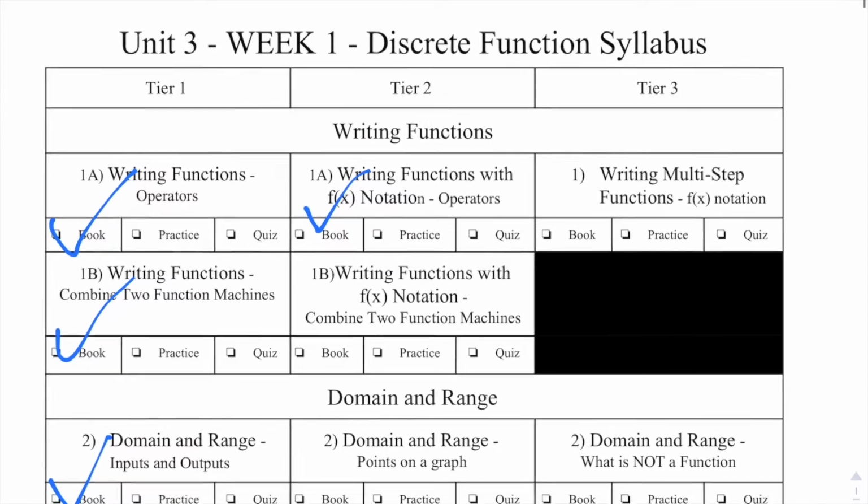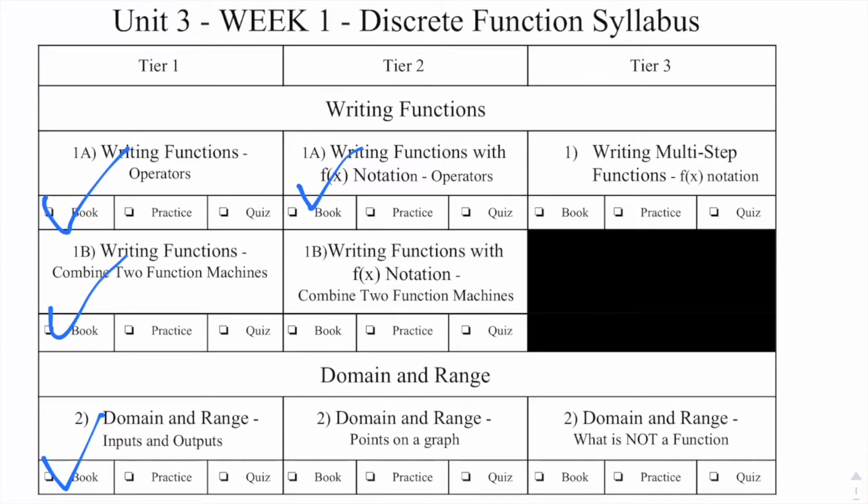Welcome back to our Unit 3 Week 1 Discrete Function Syllabus. We are in Tier 2. We are on Lesson 1b, Writing Functions with FX Notation, Combining Two Function Machines. So let's check that off.